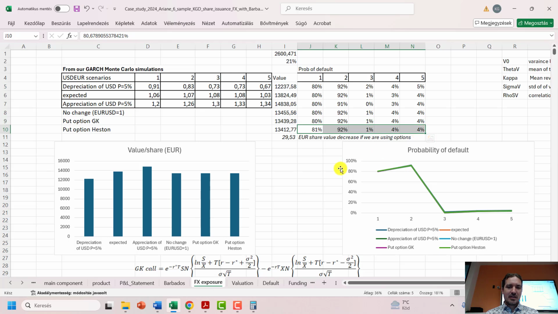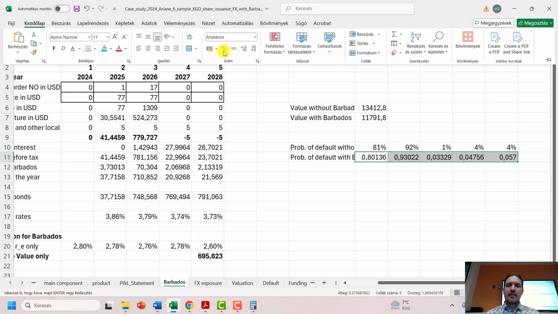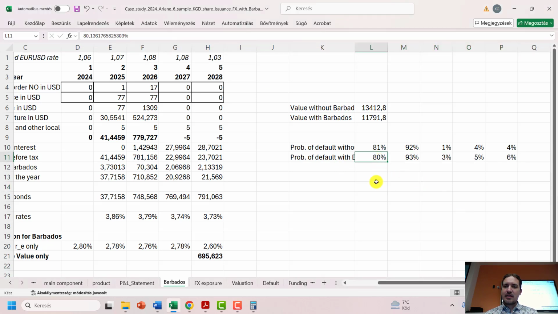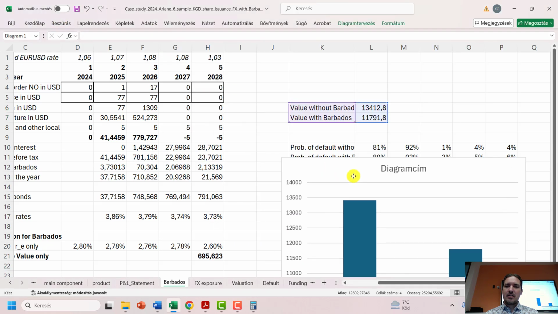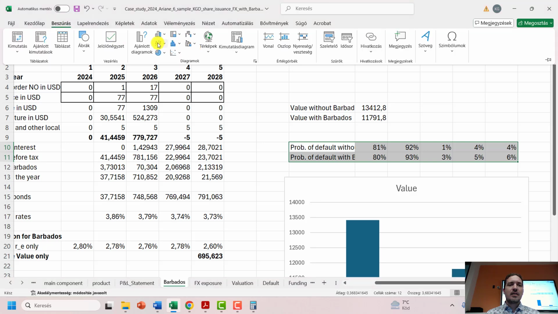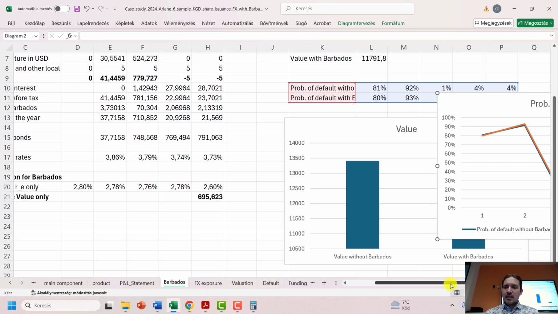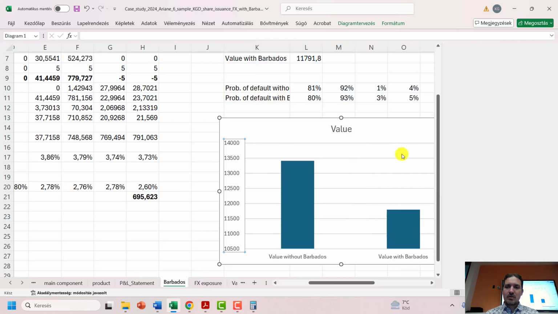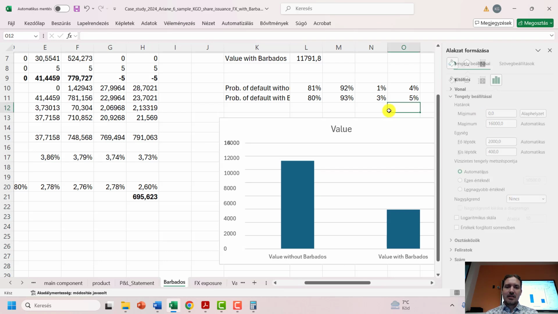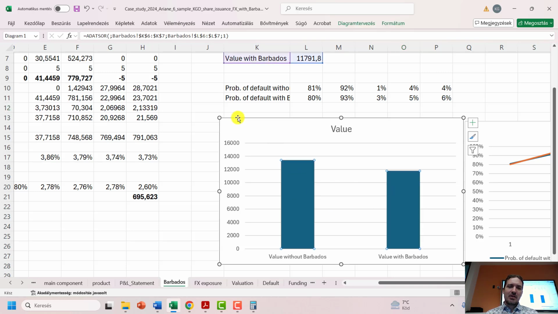Yeah, probability of default is this. And then let's create values and charts, and also we are not politicians, so we should say that the minimum level is 0, not close to it, because in this case we can still see the ratio with Barbados and without Barbados, so we can say that yeah, it's better without Barbados.